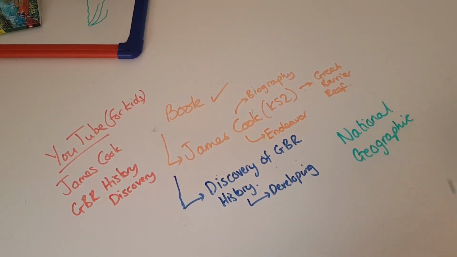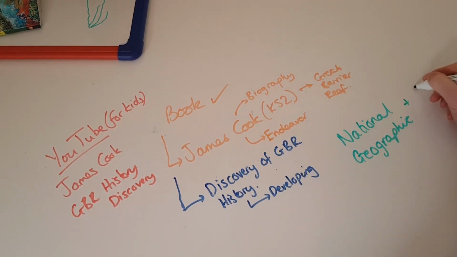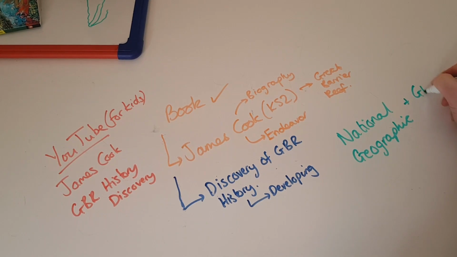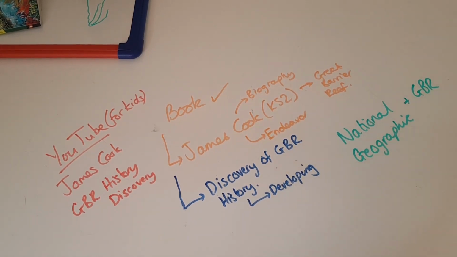Well, it started out as a bit of a magazine, really. But it's all to do with the discovery around the world. So you can go on their website and then search for the Great Barrier Reef, or you can just put both of them together. Am I running out of space on there? You could put both of them together in a search engine, and you might end up with a fantastic website on there as well.